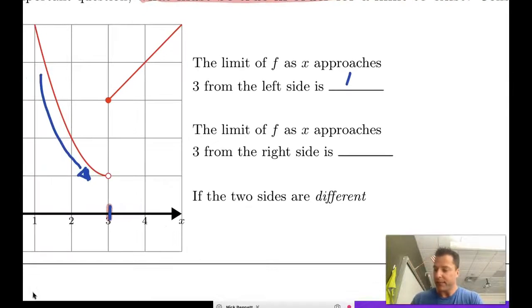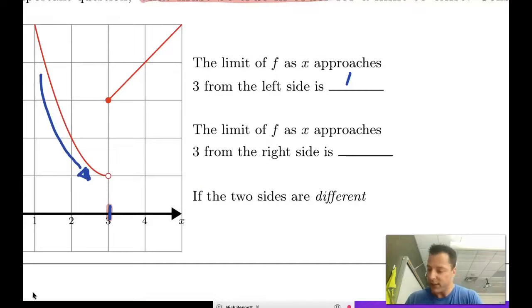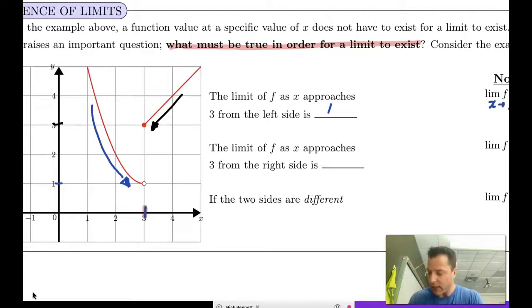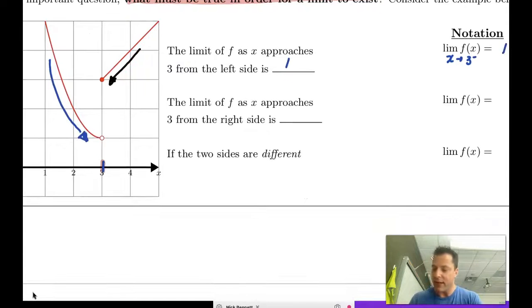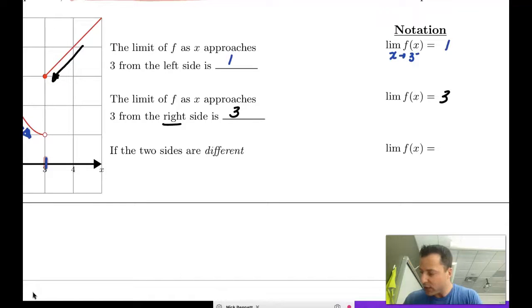Now let's look at 3 from the right. So 3 from the right, numbers greater than 3, 4, 5, and 6. So I'm coming this way. And you can see the y value is approaching 3. So the limit as f of our function approaches 3 from the right side is 3. Okay? So that approaches 3. And then instead of a minus sign, we're going to have a plus sign.